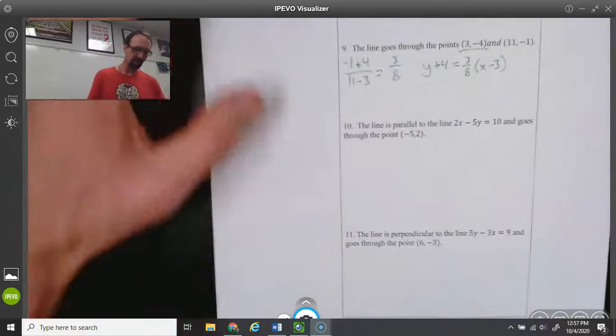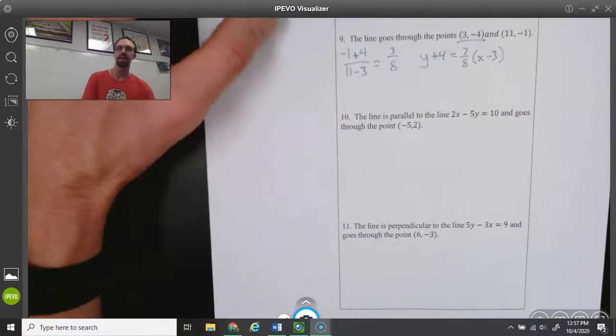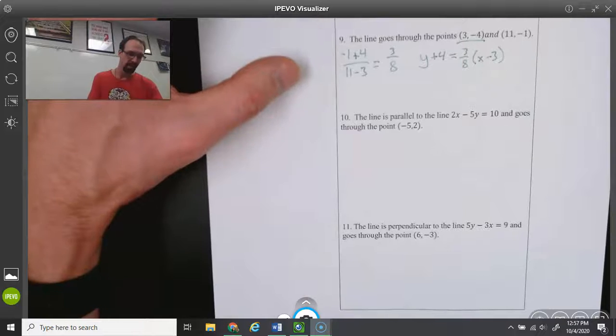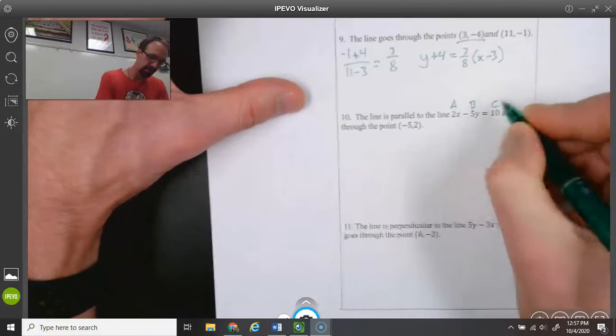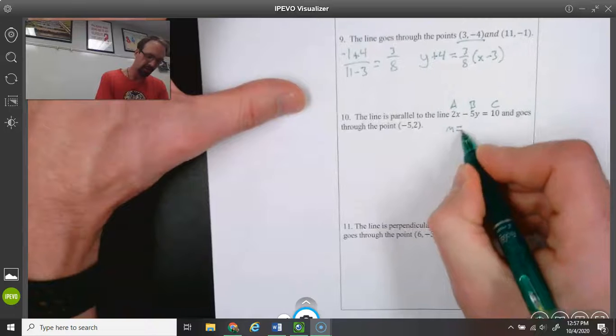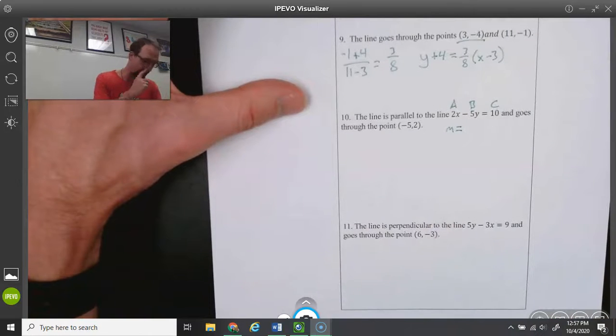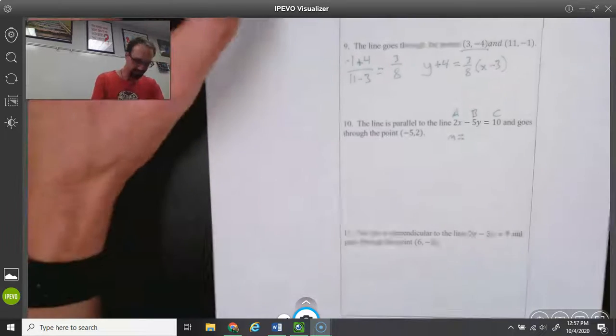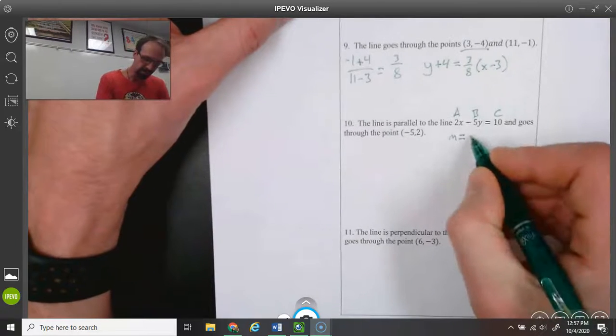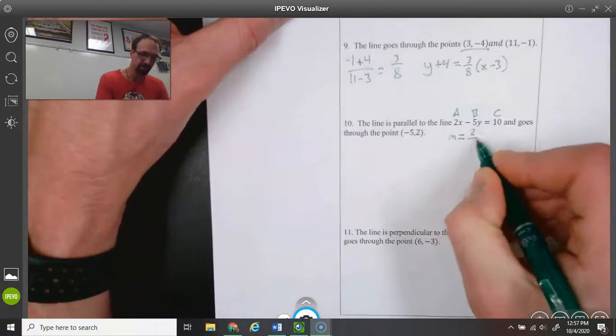Number 10 and 11 talk about lines that are parallel and perpendicular. So if it's parallel to a line, that means it has the same slope. Going back to what we talked about earlier, this is my A, this is my B, and this is my C. If I'm looking for something that has the same slope, then I'm going to be taking the opposite. I should have this memorized. I have not done it in a bit. Opposite A over B. So -2 fifths, -(-2/-5), so 2 fifths, there we go.